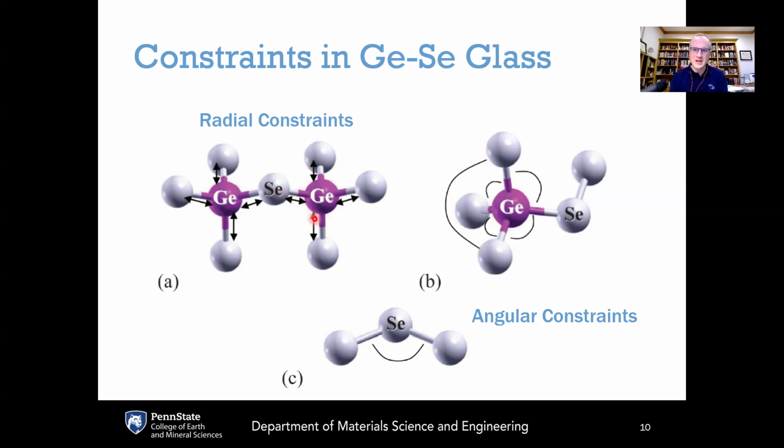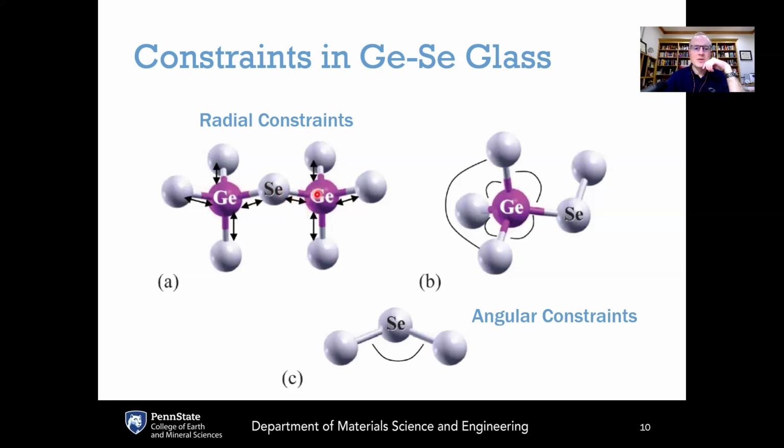And you'll note that the structure is actually kind of analogous to the silica structure, right? So silicon, like germanium, is 4 coordinated, and selenium, like oxygen, is 2 coordinated. So the basic structural unit here is a germanium centered tetrahedron, just like the basic structural unit in silica is the silica tetrahedron. And connecting the tetrahedra here in this system is selenium, whereas in silica, the connection is provided by the bridging oxygens. So what are the constraints here in this germanium-selenium system?